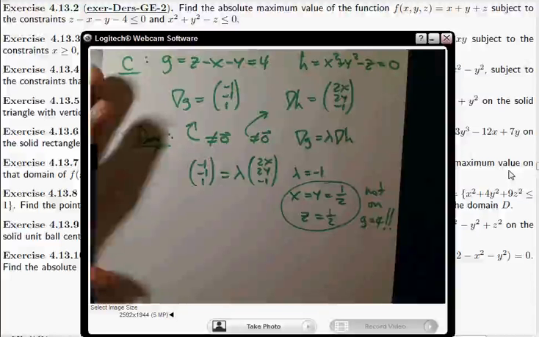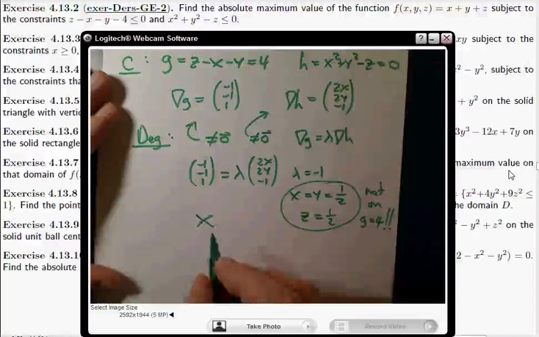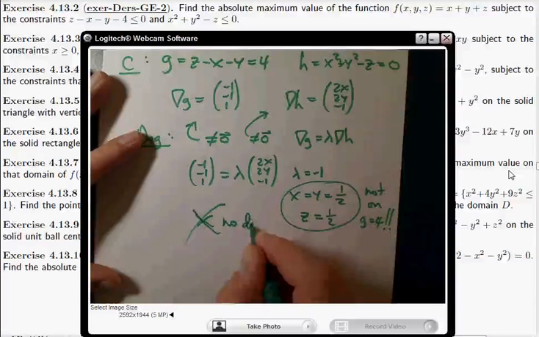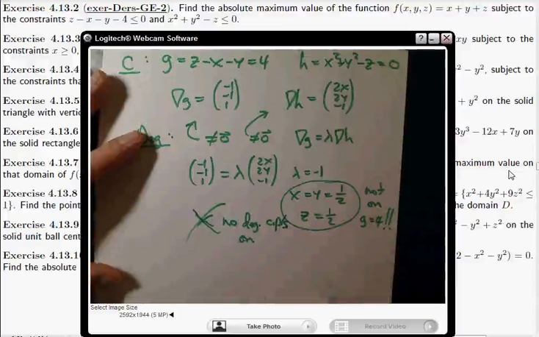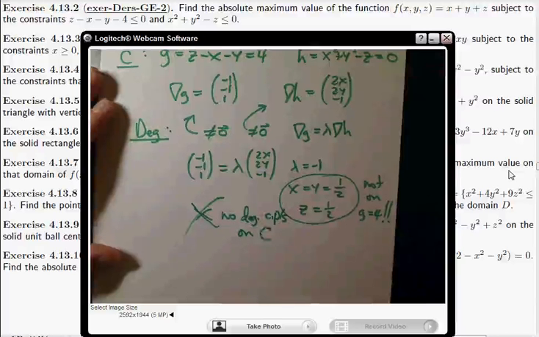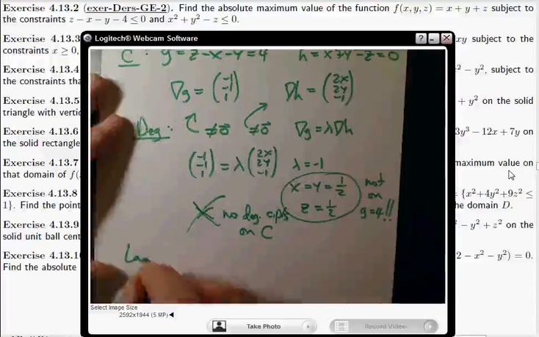So ultimately, there are no, that's supposed to be a cross out, not like a variable x, no degenerate critical points on C. Cool. Okay, now we got to look for Lagrange critical points.